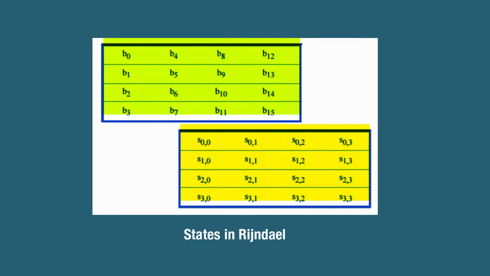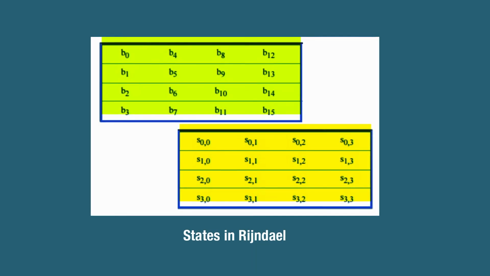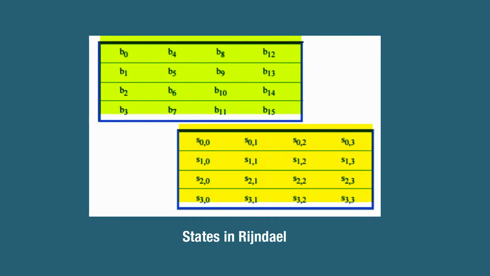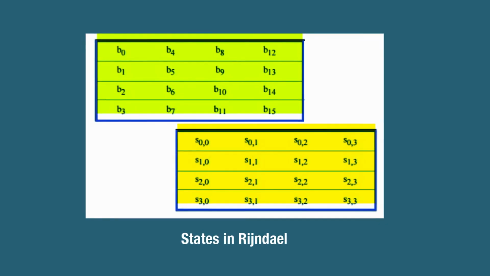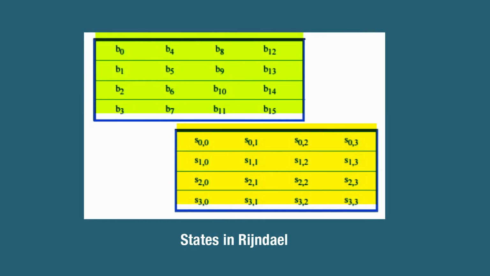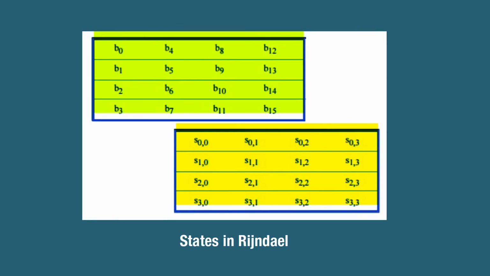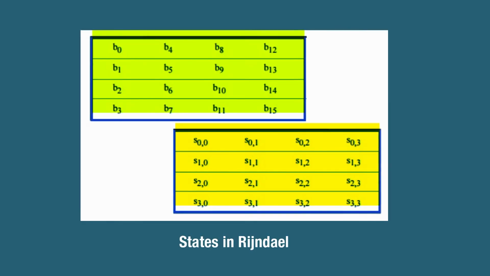The 128 bits block of AES can be considered as a 4x4 matrix called the state. For example, if the input is 16 bytes such as B0, B1, B2, etc., B15, the state can be represented as S00, S01, etc., S33 as given in the figure.